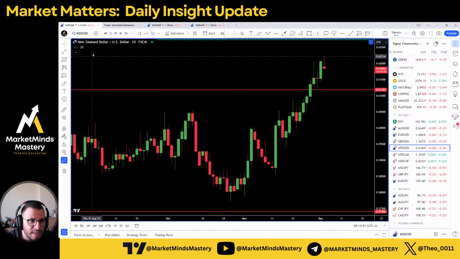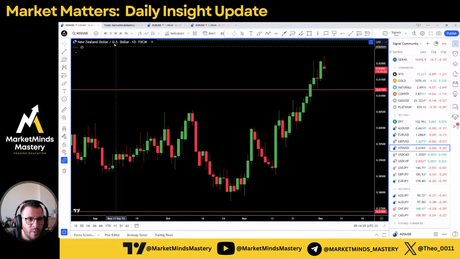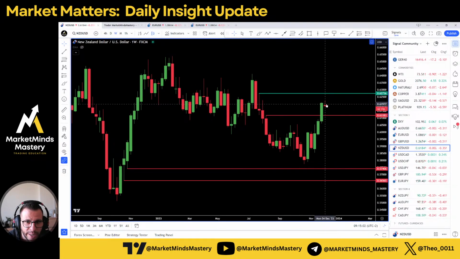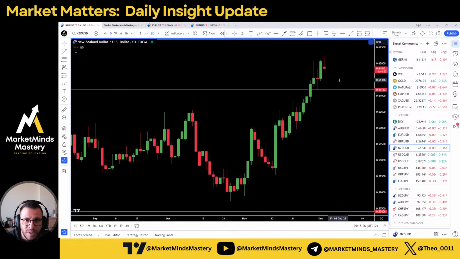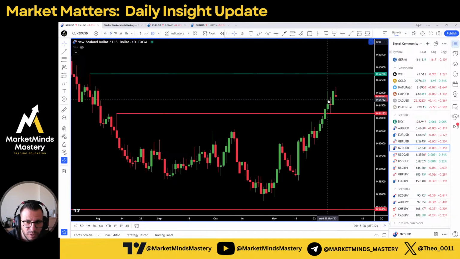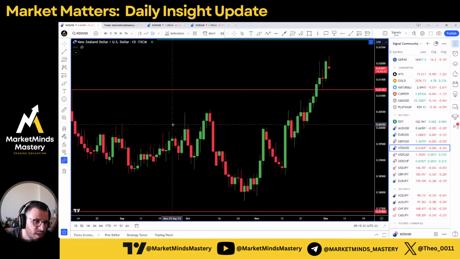Next one, New Zealand against the US dollar. On the daily chart, we see that on Friday price makes equal high, and the weekly candle closed very bullish. Now, I'm still bullish on this one. I'm not looking to sell. I'm going to look for sell positions once we have a market structure like lower highs and lower lows.